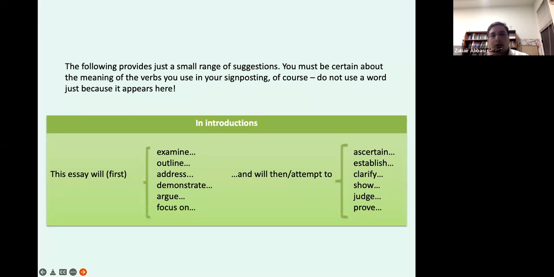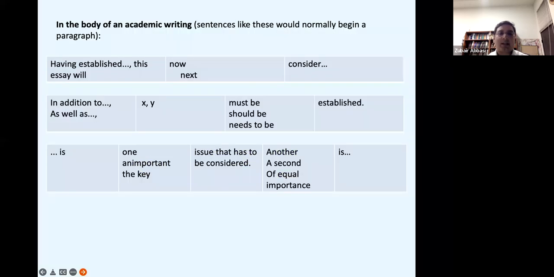So how should the introduction look? This essay will first examine, outline, address, demonstrate, argue, focus, and then attempt to ascertain, establish, show, judge, and prove. So this is how the introduction should look. This is the language.